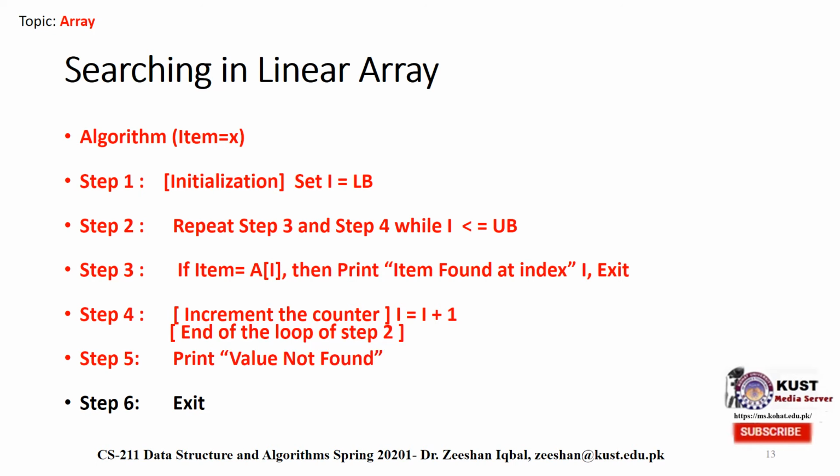In step 4, we are normally incrementing the ith value by 1. Once the condition in the step 2 while loop is false, we will directly move to step number 5, ignoring step 3 and 4. In step 5, we have to print that the item or value is not found in the array, and we have to exit the algorithm in step 6.